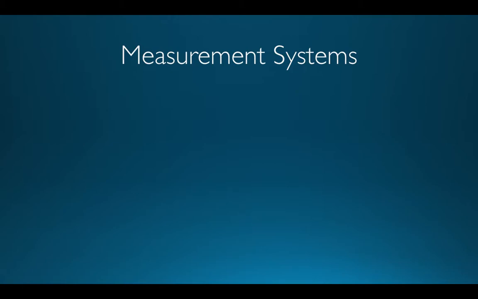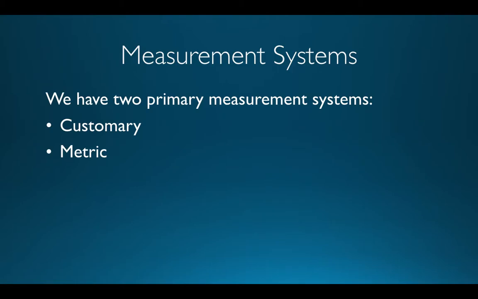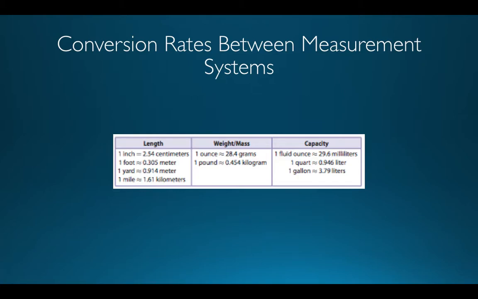Today we're going to continue our discussion on measurement systems. As you recall, we have two primary measurement systems. We have the customary measurement system, which is where we use feet, inches, yards, miles, and so forth. And then we have the metric system, which uses meters, grams, liters. Now today we're going to talk about how to convert between those two systems. So if I want to find out how many miles are in a kilometer, things like that, that's what we're going to talk about today.